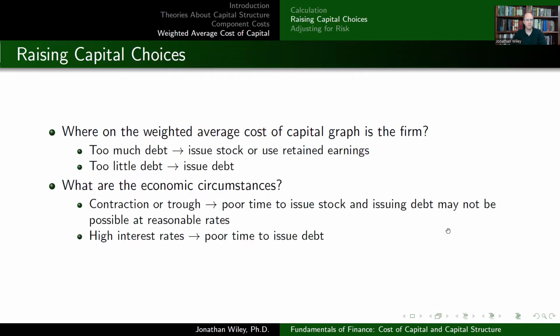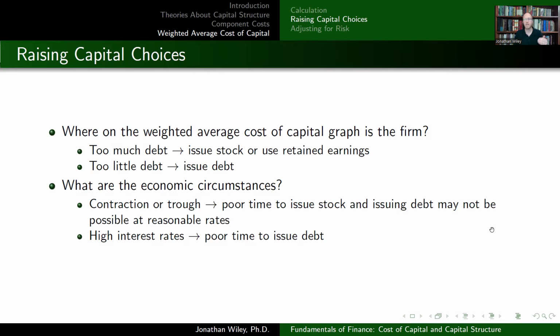A perhaps more common situation that we might face is one in which we have some interesting challenges from an economic standpoint. When you're trying to figure out what a company should be doing, let's not lose track of the economic circumstances. If the economy is in a contraction or in a trough, the bottom of the economic cycle, oftentimes that's not a great time to issue stock because the stock price is super low. If you try to raise capital, you have to sell a lot of shares to get a certain dollar amount, so you're almost giving away part of the company. And if the economy is really bad, borrowing rates may be lousy, so issuing debt may not be very attractive at that point.